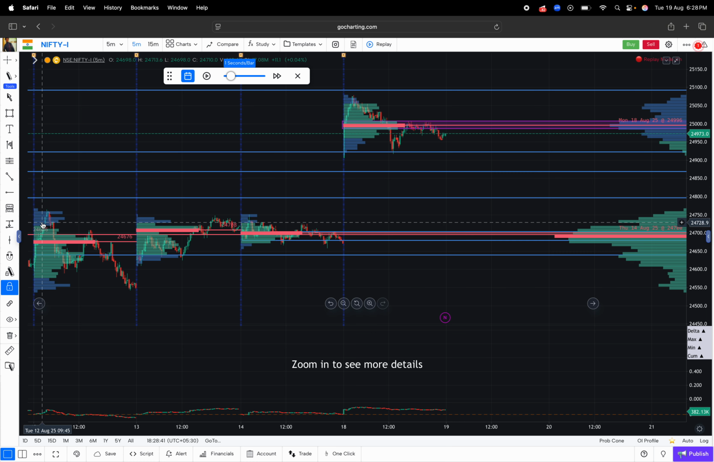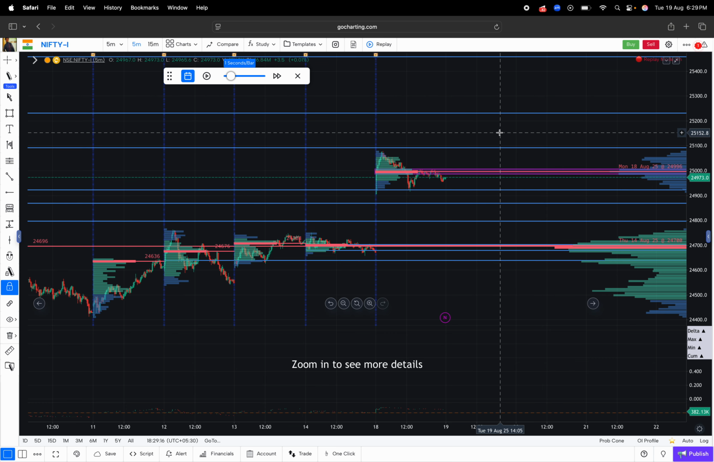So this particular area, 1, 2, 3. For these three days, this is the particular value area zone where the volume accumulated more, so we will mark this zone. 24,700 and 24,670. This is a consolidated range that we marked. Then we have to mark the value area low for this zone. This was the value area, and this is the value area low.